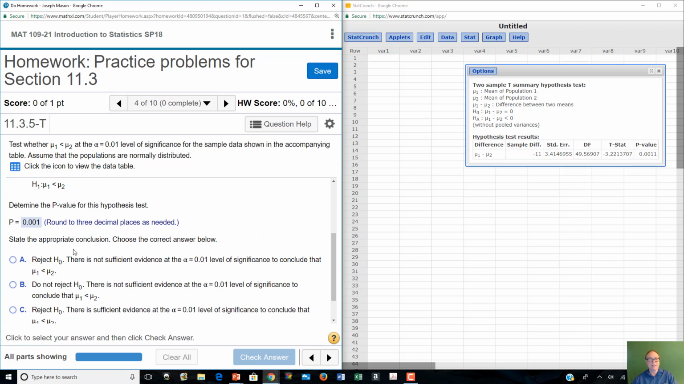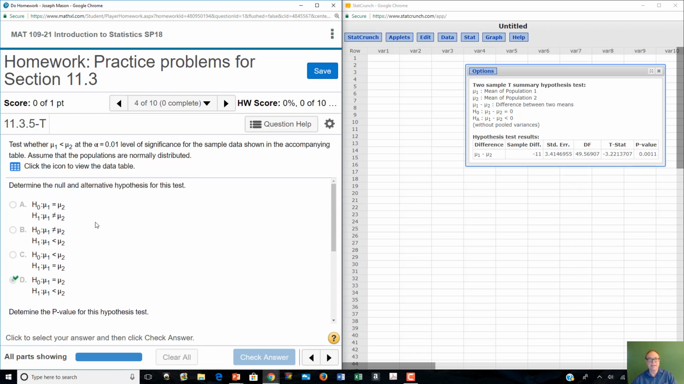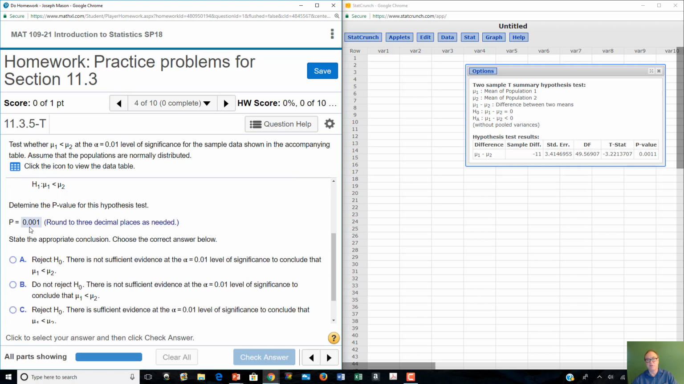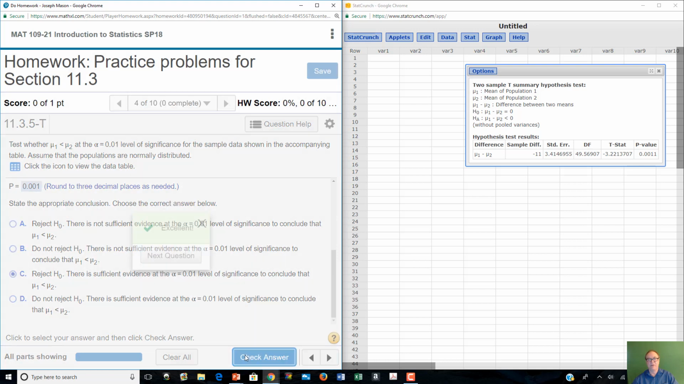Now, state the appropriate conclusion. Well, since the p-value is less than our alpha, which was 0.01, our p-value is 0.001, which is less. Since it's less than, we're going to reject. So we look at reject. And now what do you have to remember? If you reject, there is enough evidence. So this says is not, this says is, so this is the one we want, C. Check it. Okay, next question.